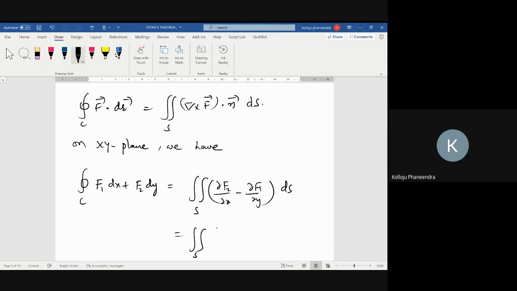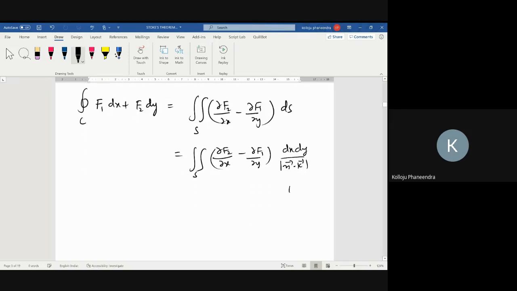On the xy plane, what does dS become? You already know orthogonal projection for evaluation of a surface integral. If I take the orthogonal projection on the xy plane, what does this become? dx dy by n bar dot k bar. And what is n bar here? K bar, right? Here n bar is nothing but k bar.